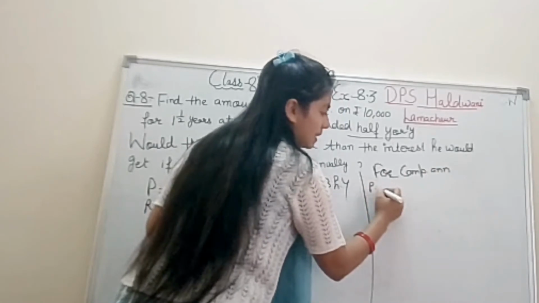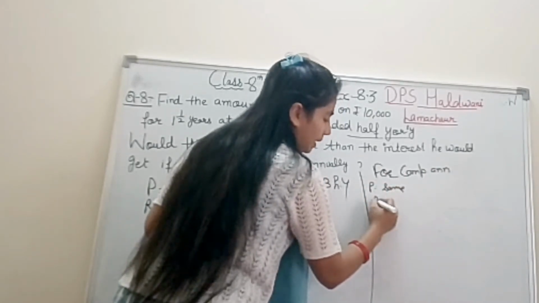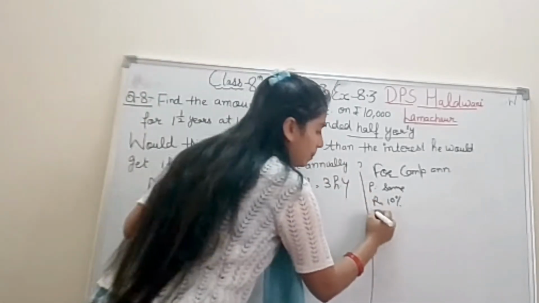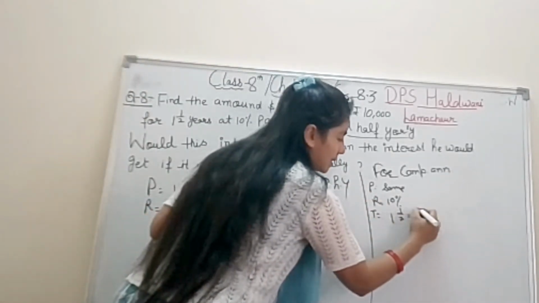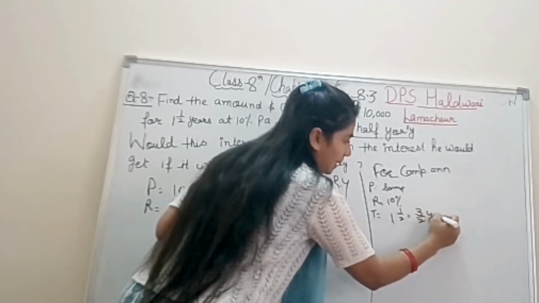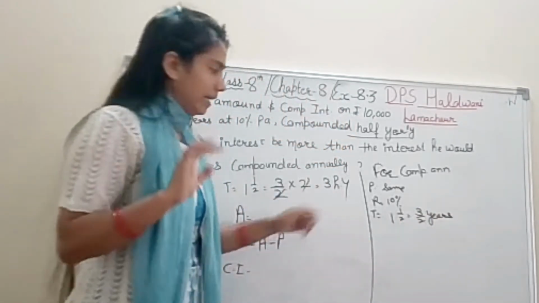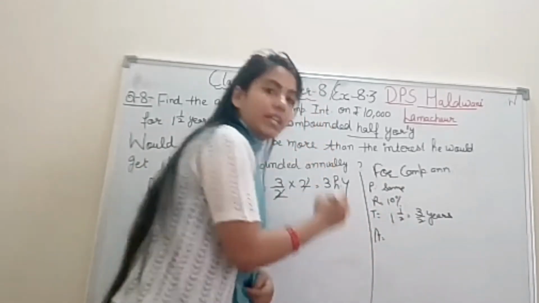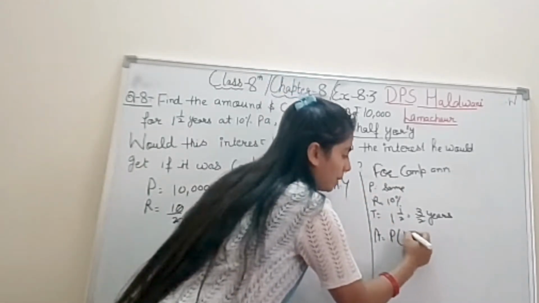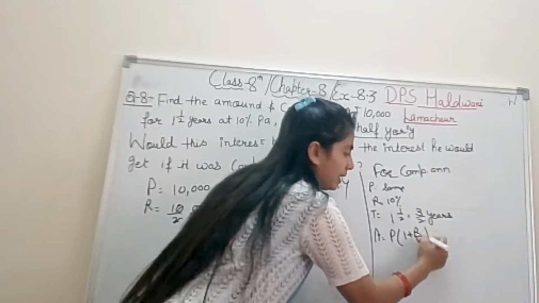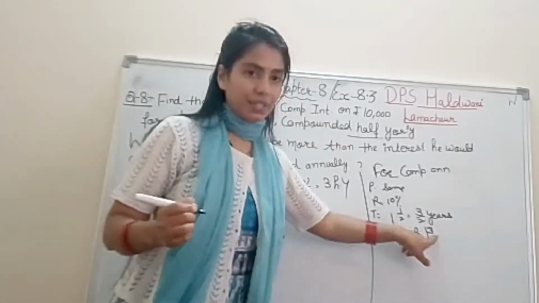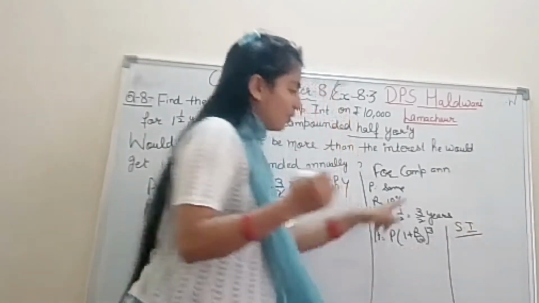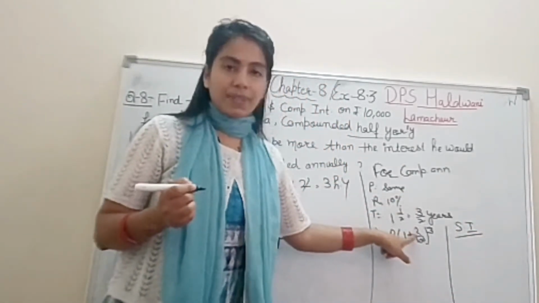Right? Principal will be same. Rate will be 10% only. There will be no change because it is annually. Time will be 1 1/2, that is 3 by 2 years, right? Now here again it is 3 by 2. So first of all you will take out the amount, P into (1 plus R upon 100) to the power 1, meaning 1 year. Okay, and after that you will take out simple interest for 1 by 2 years.